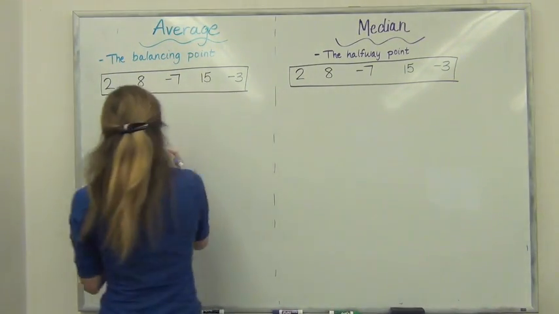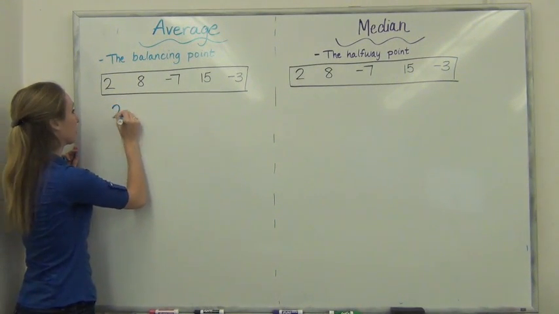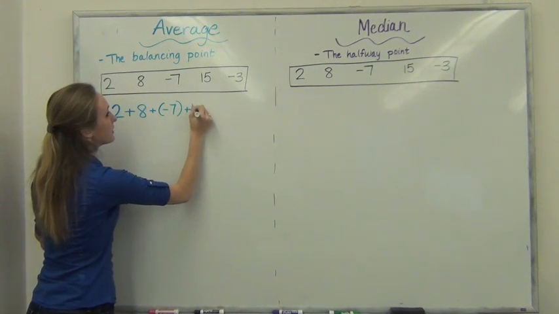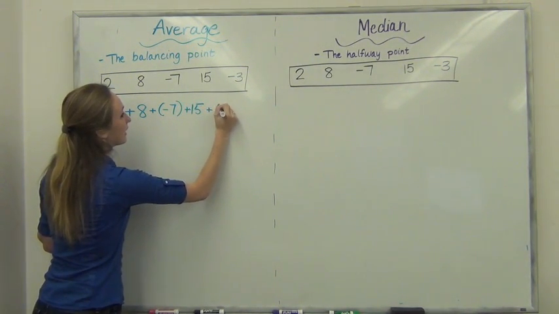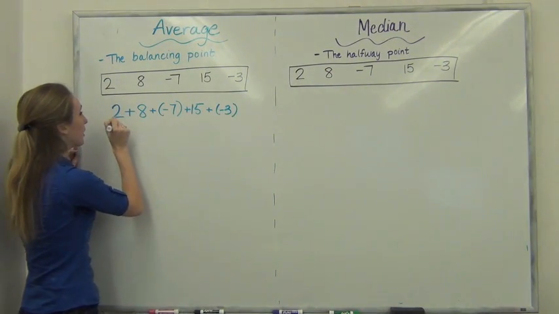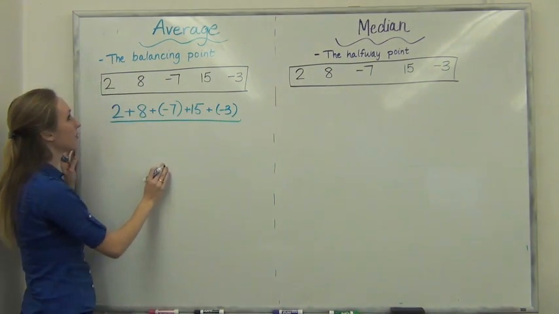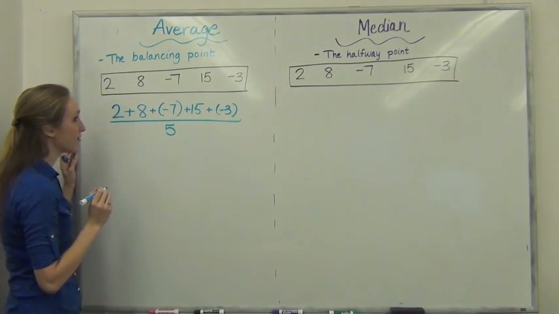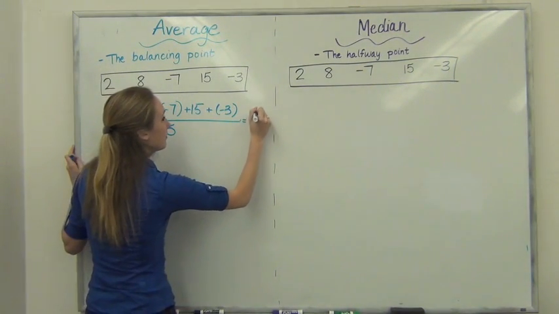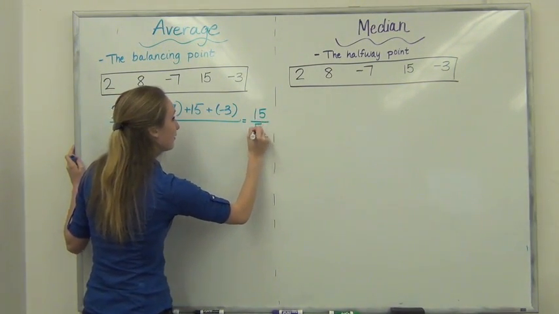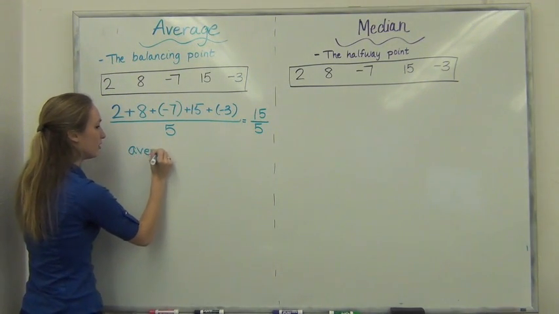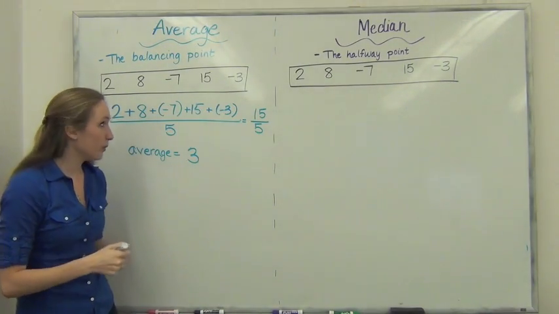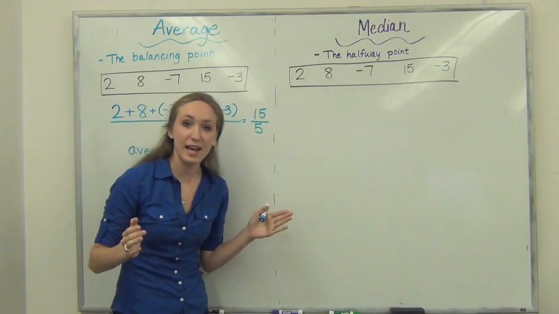To find the average of this list of numbers, the first thing we do is take the sum. So we're going to say 2 plus 8 plus negative 7 plus 15 plus negative 3. And then we are going to divide that by how many numbers are there on the list? 1, 2, 3, 4, 5. We are going to divide that by 5. And we're going to get 15 over 5, which gets us an average of 3.